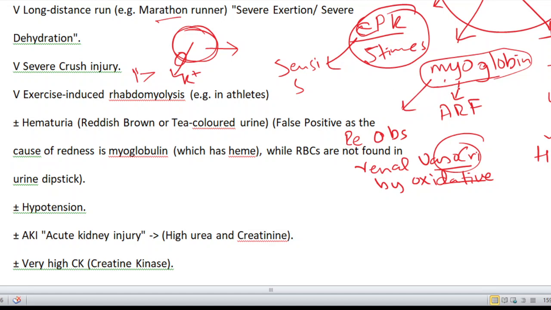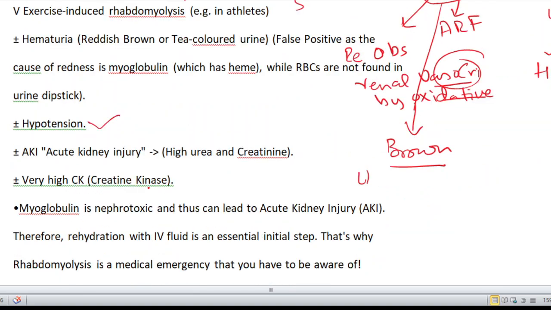This is because of the myoglobin. Myoglobin can turn the urine red or brown. That's why most people say that the urine dipstick was positive. When you do your analysis, the urine dipstick becomes positive. But urine dipsticks cannot tell the difference between hemoglobin, myoglobin, and red blood cells. So in order to diagnose myoglobin, you have to do a urine test for myoglobin. Okay, that's it. And then there is hypotension, plus or minus.